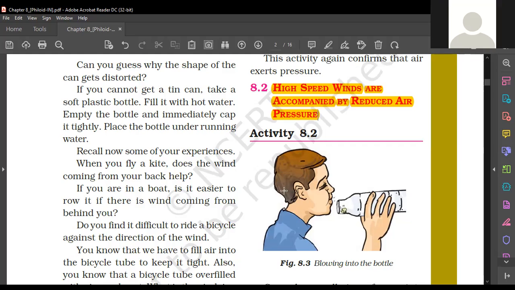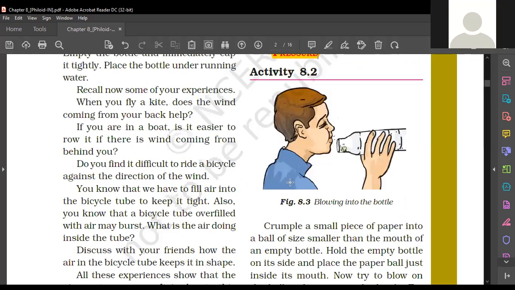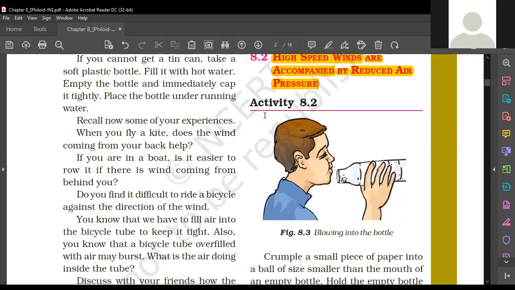So everyone has a textbook. You can do this activity 8.2 at home and tell me the results in the next class. Clear? Just take one empty water bottle and a piece of paper. Put the piece of paper into the bottle and blow air into the bottle. You can observe what happens to the piece of paper. Tell me the results in the next class. Is it clear for you?